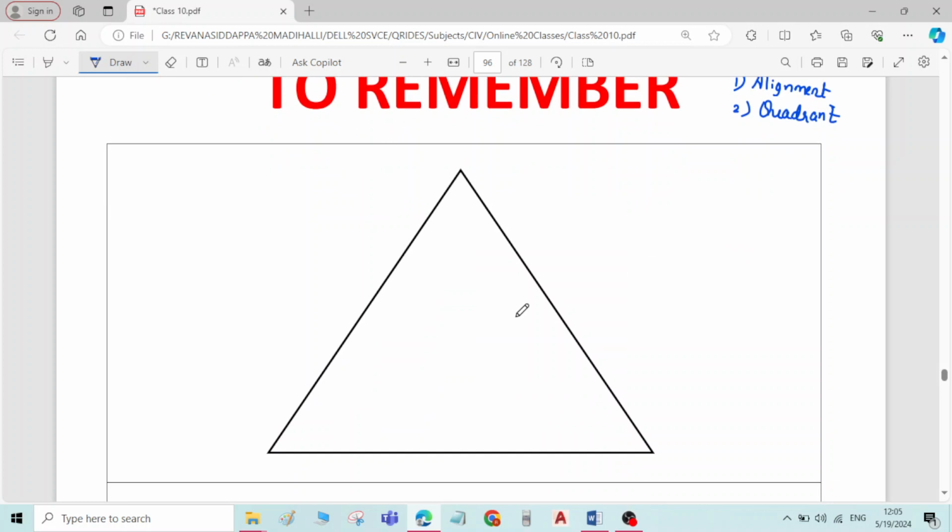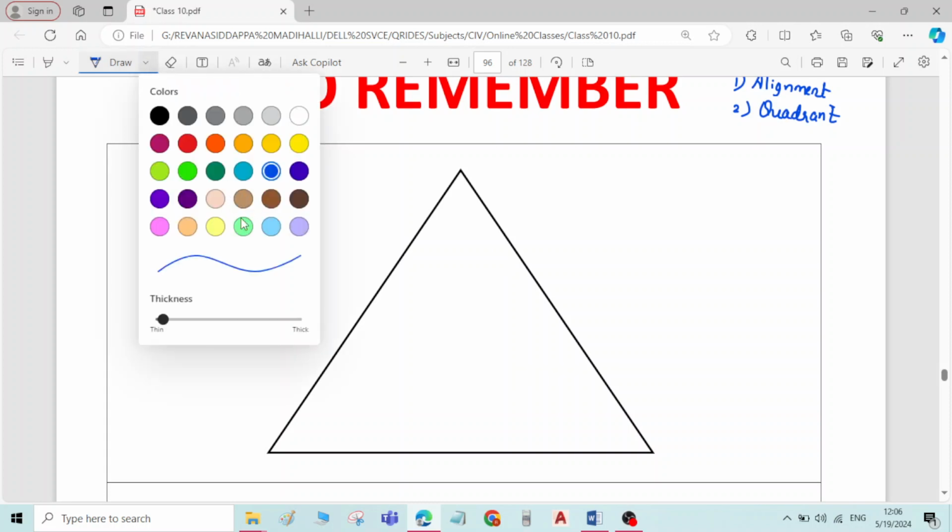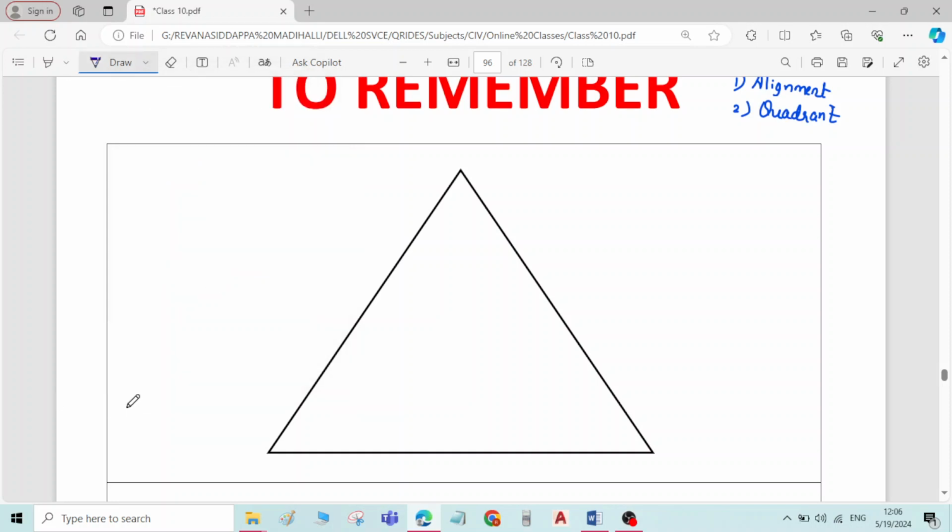Now I have taken a triangle here. For the triangle I will draw the reference axis. What is the meaning of reference axis? It is the axis with reference to which the centroid is measured. So I draw reference axis x and reference axis y. If G is the centroid of this triangle, what is the formula for x bar?